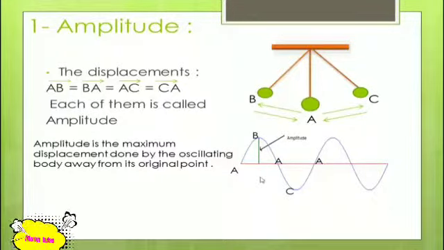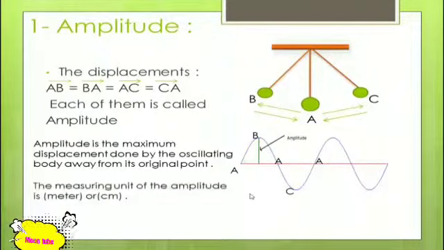In this figure, we can explain it more. The red line refers to the rest position of the oscillating body, and the blue line refers to the oscillating motion. When the body moves from A to B to A to C and so on, it passes through different points, but B represents the maximum displacement and C represents the maximum displacement. So from A to B is called amplitude.